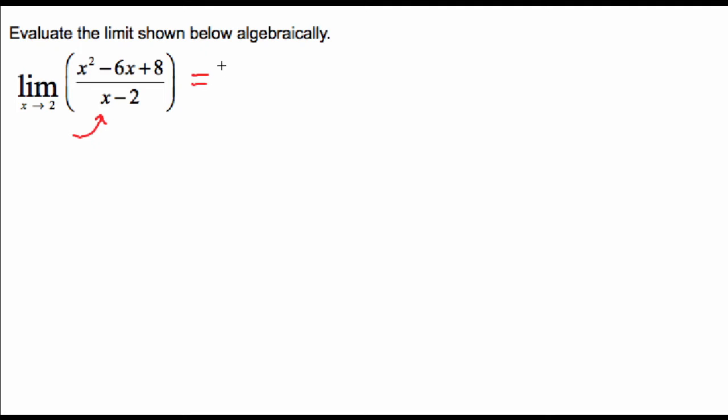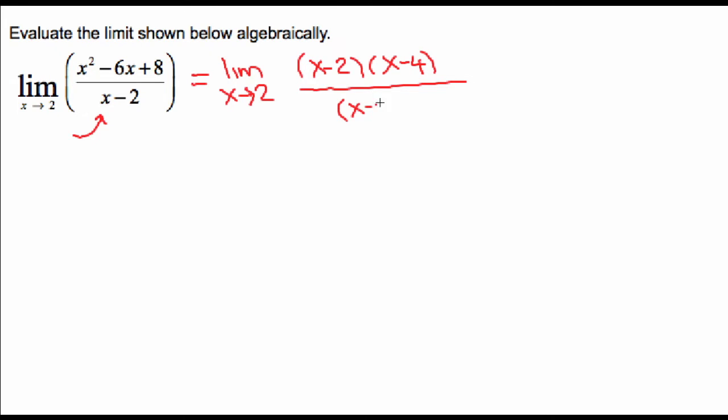So I'll write the limit as x approaches 2. And what I'm going to do is factor the numerator. So to factor the numerator, I need numbers that would multiply to 8 and add to negative 6. So I would have x minus 2 times x minus 4. And in the denominator, I have still x minus 2. Now notice, I have not gone ahead and dropped my limit symbols, I don't do that until I actually evaluate the limit.